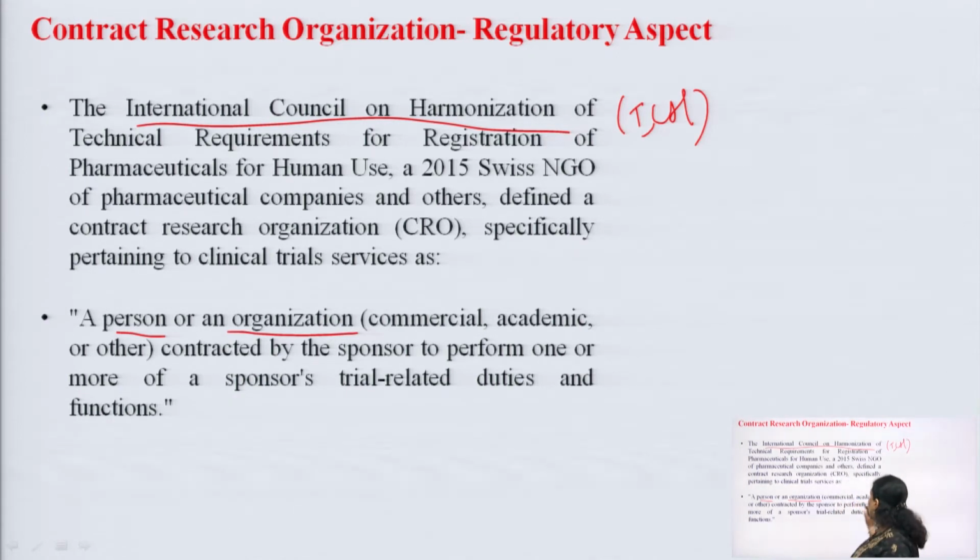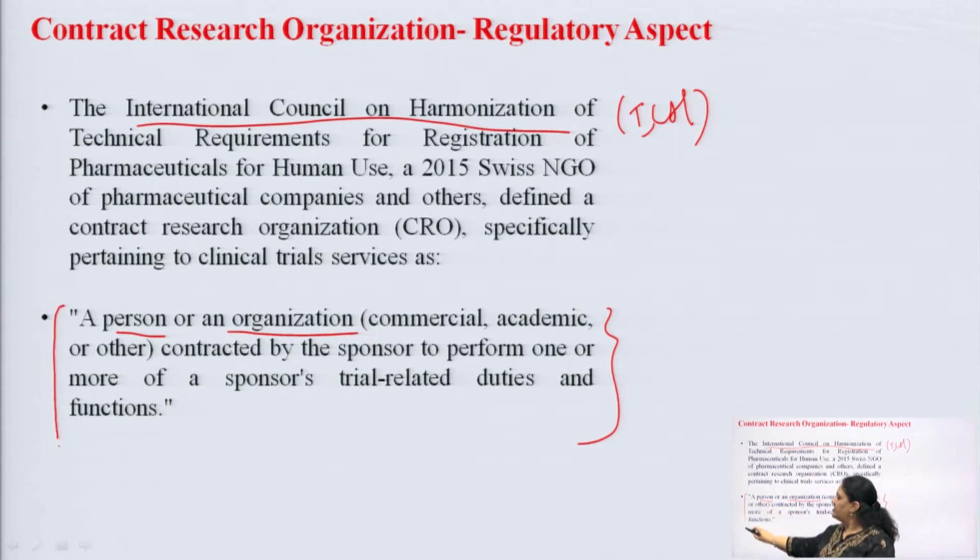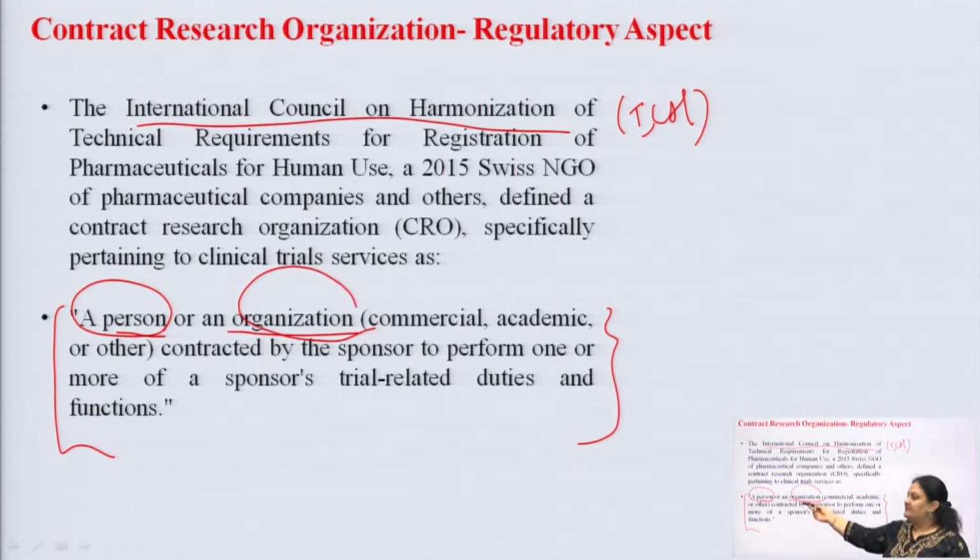I hope this is clear to all of you. What exactly is a CRO as per ICH guidelines? This is the definition of CRO, students, as per ICH guideline. A CRO may be a single person or any organization; the person or the people of that organization may be from commercial or academic backgrounds, because he or she should be well trained to deal with human beings, and any others who are contracted by the sponsor.